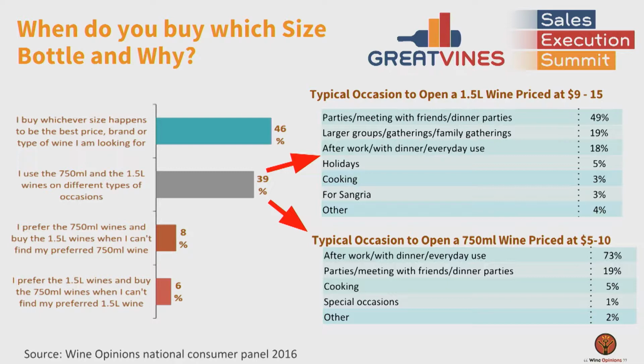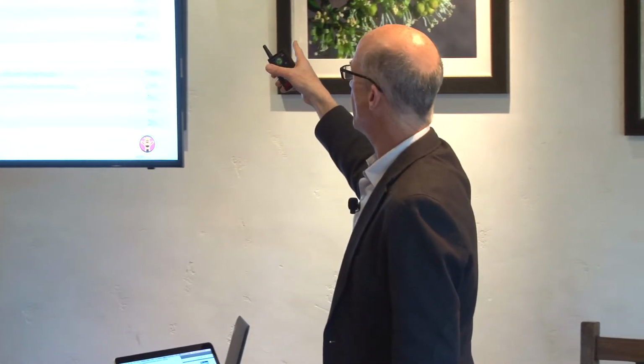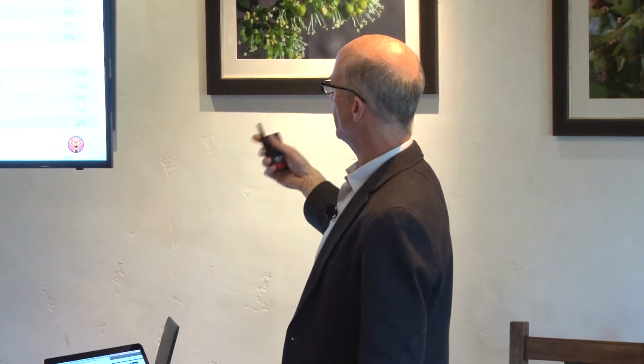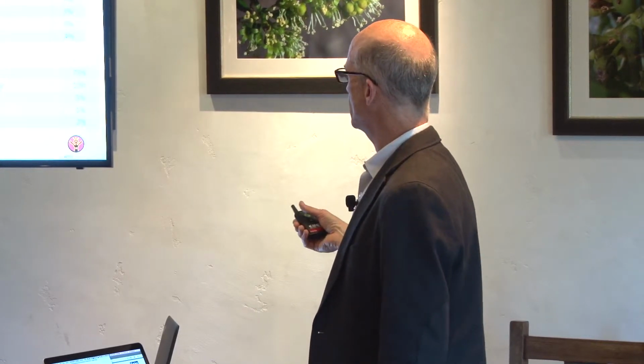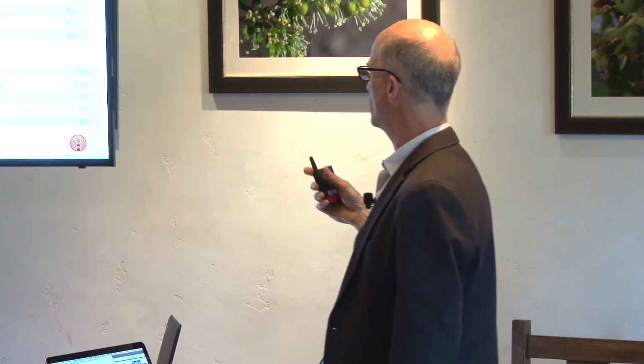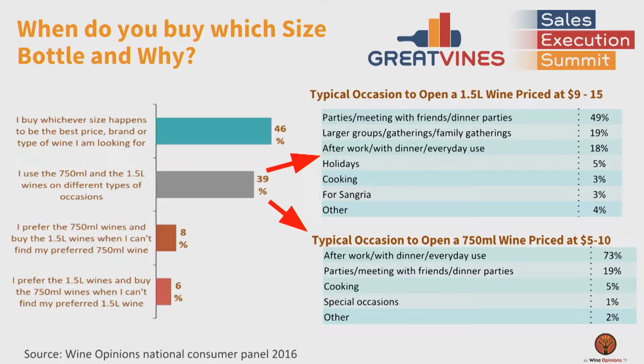And when we drilled down to what kind of occasions they use them for, you found that for 1.5 liters, half of them use them for parties, meeting with friends, dinner parties. Then you got another large group saying it's for large groups, gatherings, family gatherings. And only after that do you get served after work, everyday use, dinner, casual use. On the other hand, that's the leading occasion, for three-quarters of the people, for using 750s, because you don't want to pop open a whole 1.5 for pizza with your significant other on Wednesday.